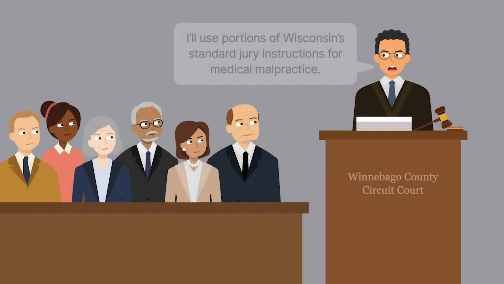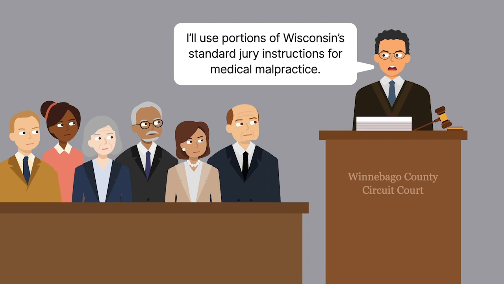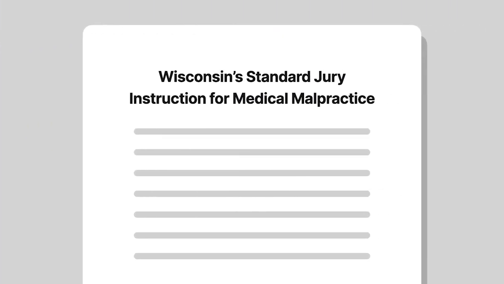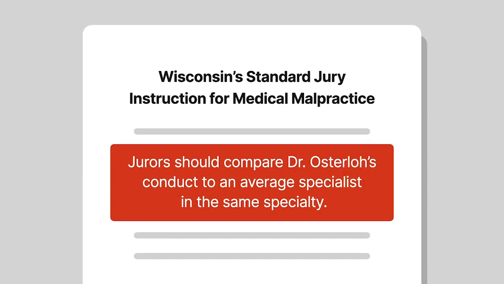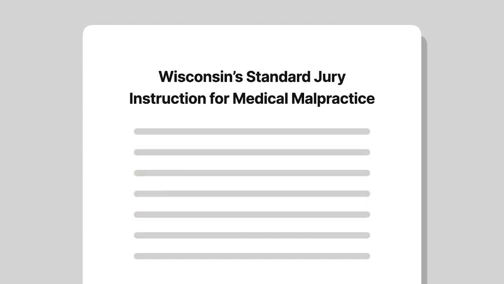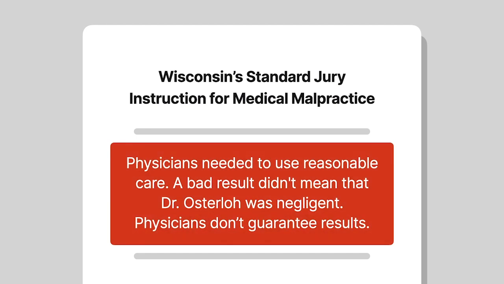The judge used portions of Wisconsin's standard jury instructions for medical malpractice for the jury charge. The first paragraph instructed jurors to compare Dr. Osterloh's conduct to an average specialist in the same specialty as Dr. Osterloh. The second paragraph stated that physicians needed to use reasonable care.